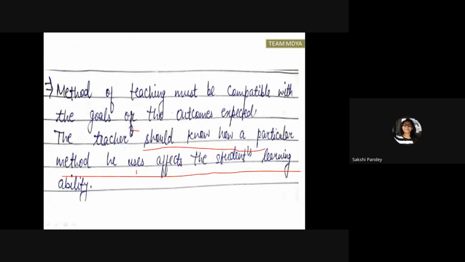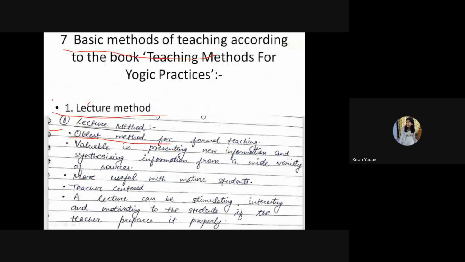Yes, ma'am, it is a teacher-centered method. The teacher teaches and we listen only. We don't reciprocate. Right. And it's a formal method of teaching, the oldest method of teaching that has been used for a long time. Valuable in presenting new information and synthesizing information from a wide variety of sources. More useful with mature students.